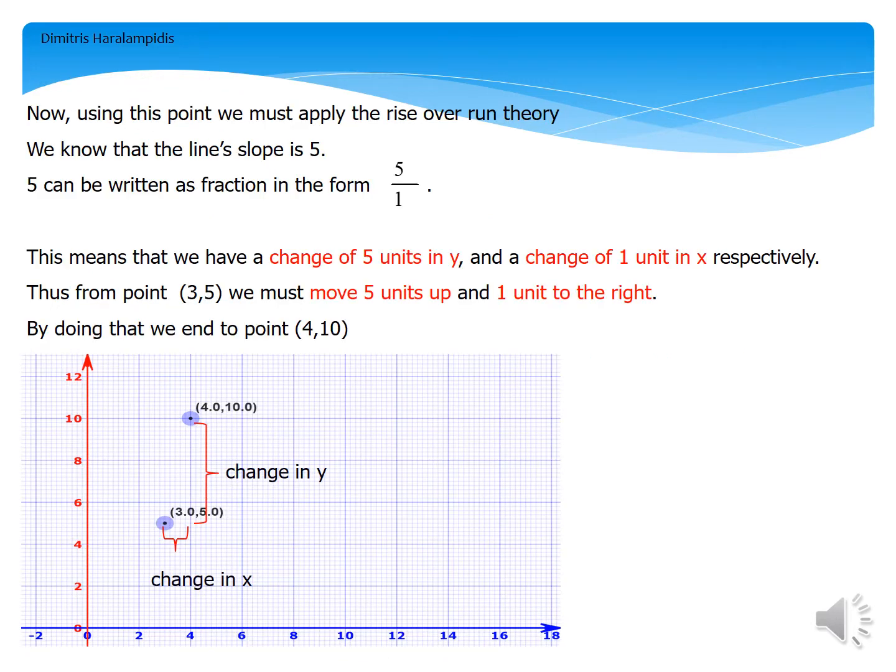Now, using this point, we must apply the rise over run theory. It is given that the line's slope is 5. Now we are thinking that 5 can be written as a fraction in the form 5 over 1. This means that we have a change of 5 units in y, because if you remember, the change in y is in the numerator of the fraction, and we have a change of 1 unit in x respectively. Thus, starting from the point with coordinates 3, 5, we must move 5 units up and 1 unit to the right. By doing that, we end up at the point with coordinates 4 and 10.